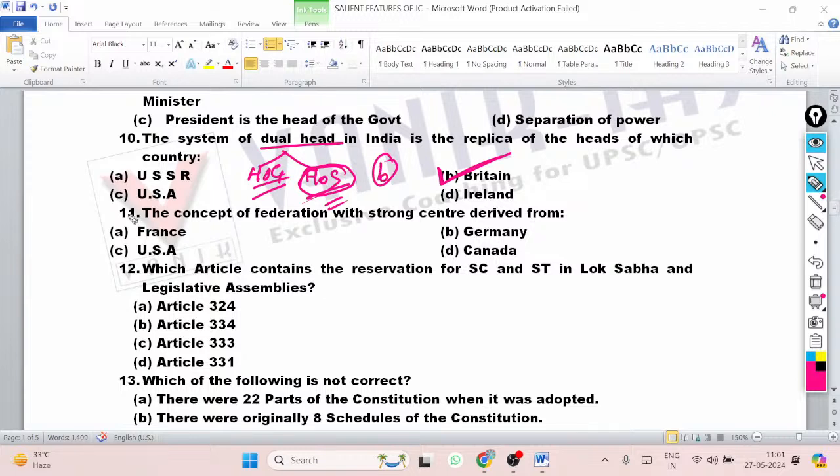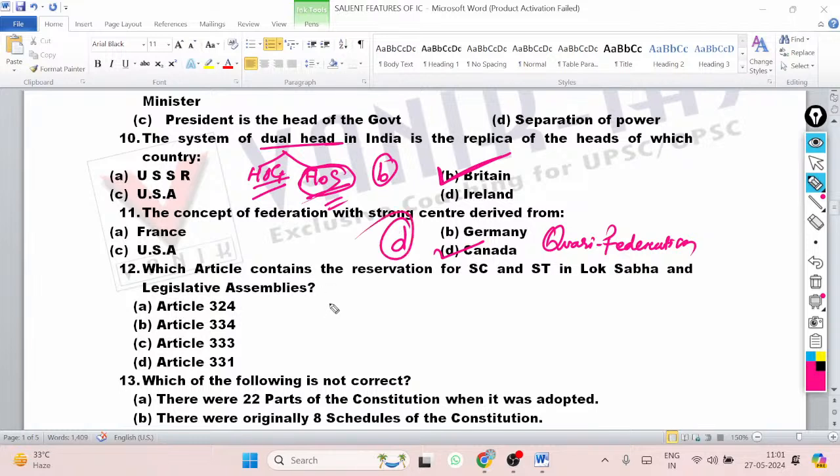Question number 11. The concept of federation with a strong center is derived from Canada, so a quasi-federal system. So the answer is D.